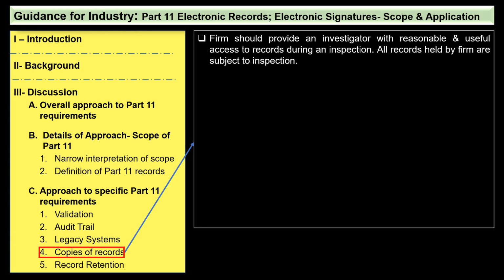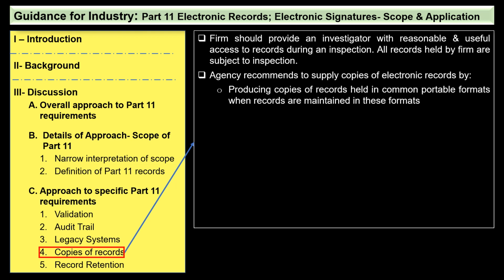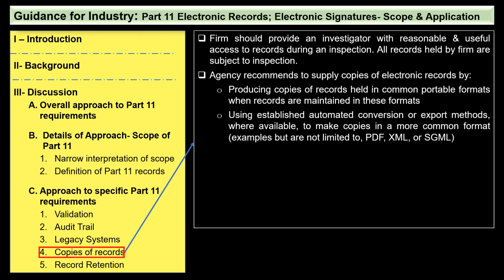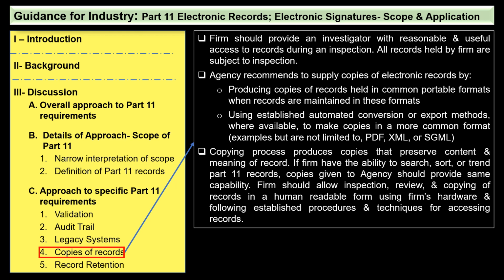Moving to the copies of the record, the firm should provide an investigator with reasonable and useful access to records during any inspection. All records held by the firms are subject to inspection. The agency recommends supplying copies of electronic records by producing copies of records held in common portable format when records are maintained in these formats, using established automated conversions or export methods to make copies in more common formats like PDF, XML or SGML. The copying process should produce copies that preserve the content and meaning of the record.